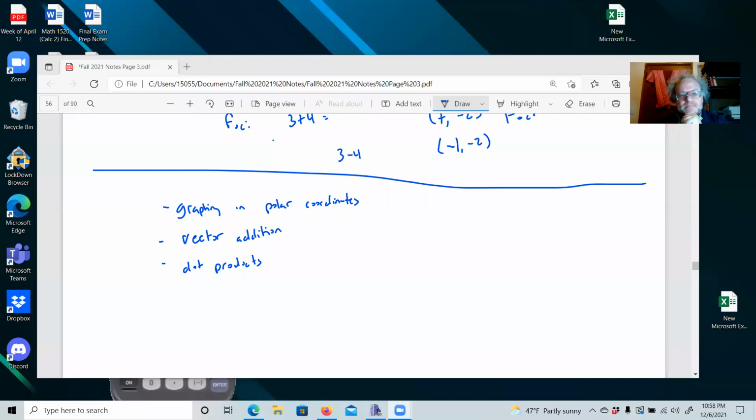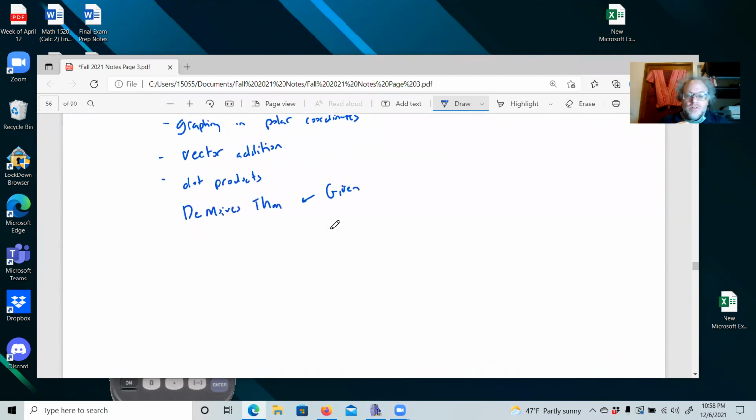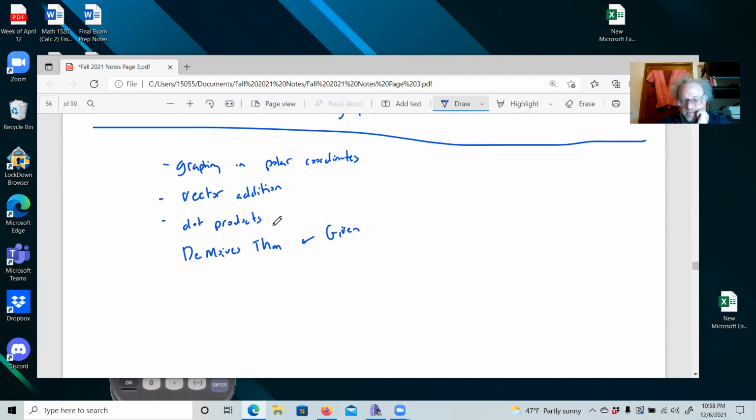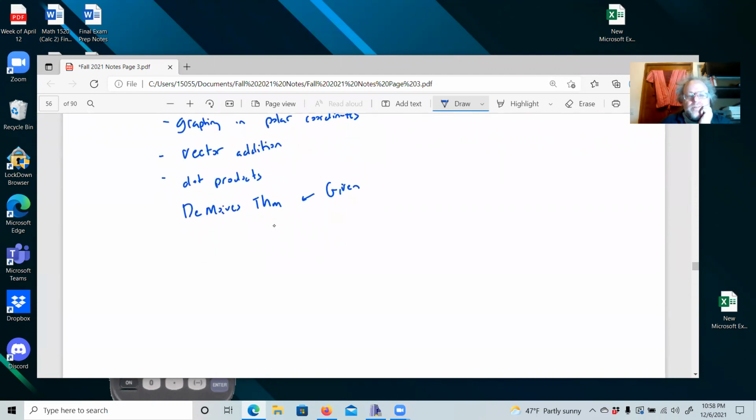All right. So what we're going to talk about is we're going to graph in polar coordinates. We are going to do some vector addition, some dot products, and the Mom's theorem. Now, this formula is given, so you don't have to memorize that. All right. So let's go ahead and get into it. So graphing in polar coordinates.